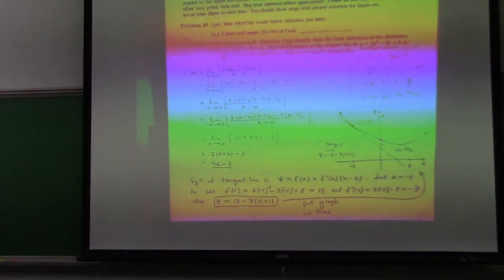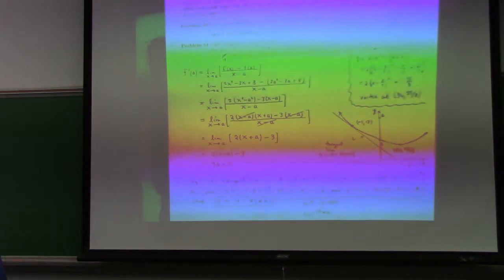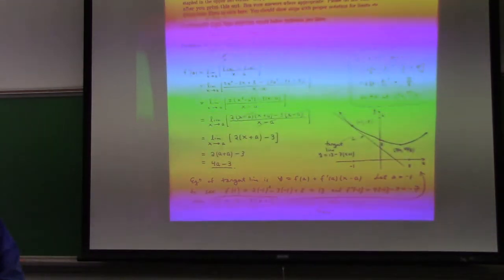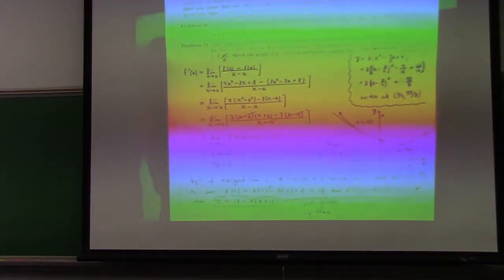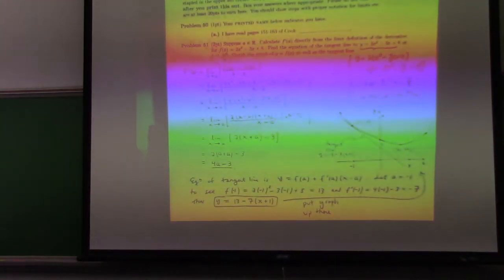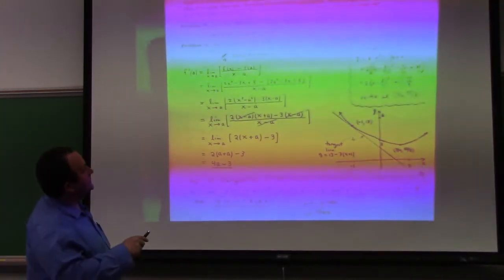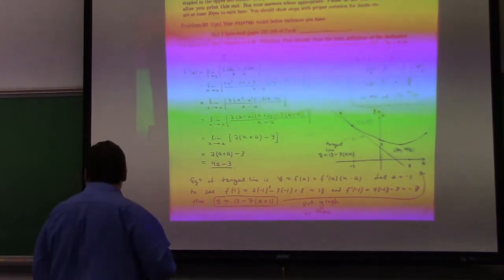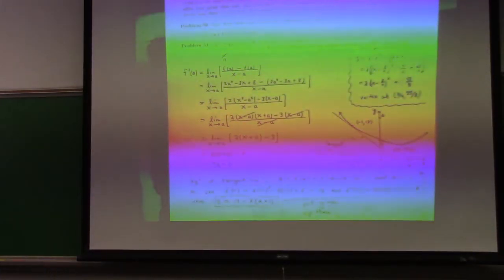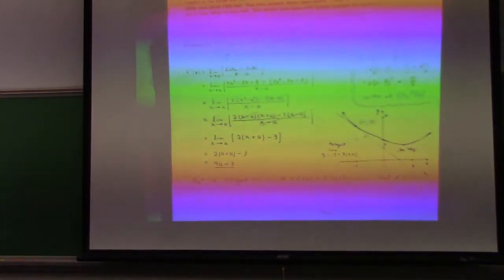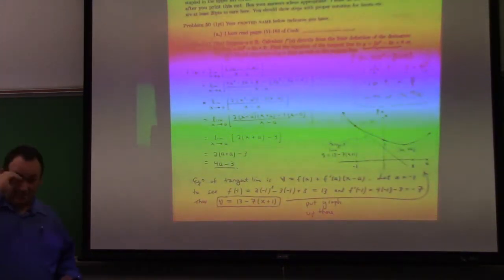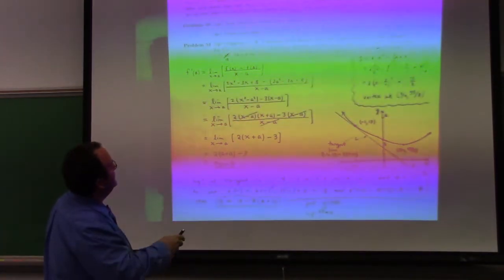So, problem 51 here was to calculate the derivative f prime of a directly from the definition, right? So, what did I do? There must be a little smudge on. I need to find a lens cleaning cloth or something here.